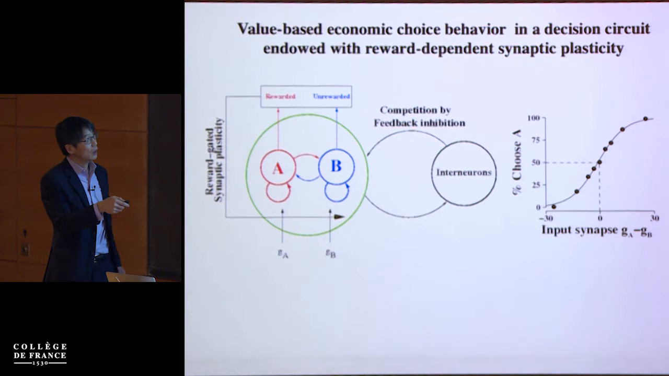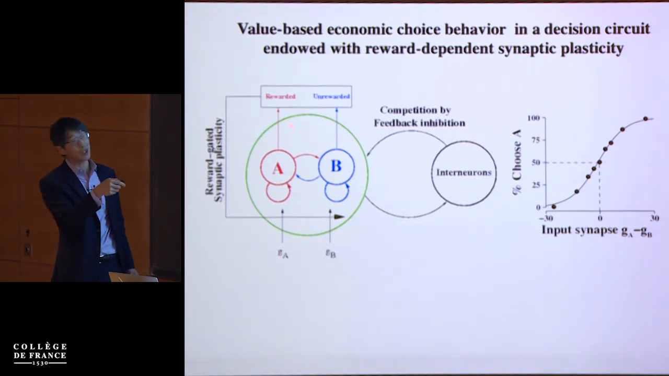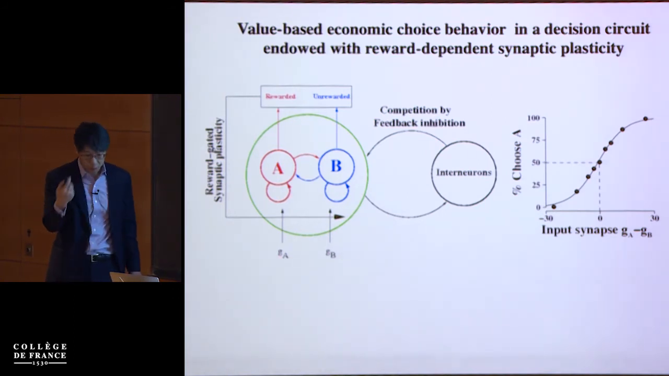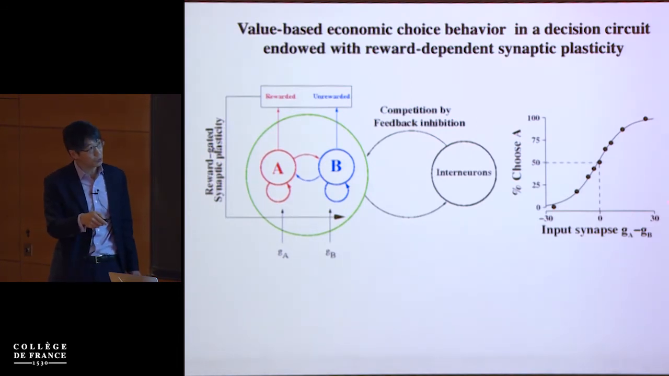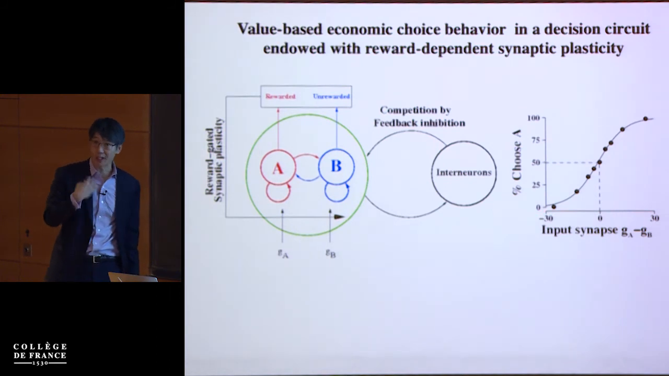On the other hand, say you choose A, you don't get a reward. Then you would get depression through this plasticity mechanism. You would move to the left. So next time, you're less likely to choose A.